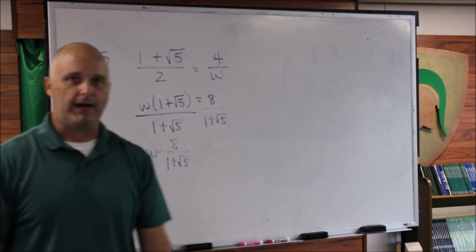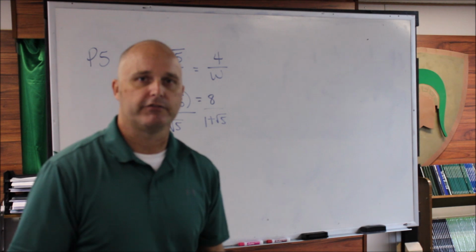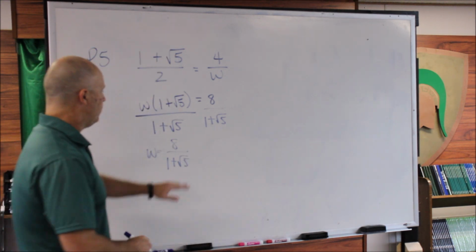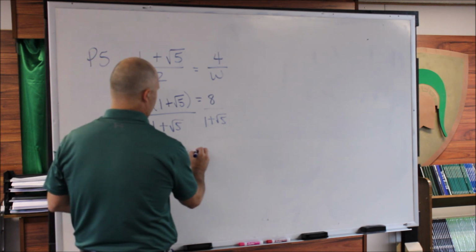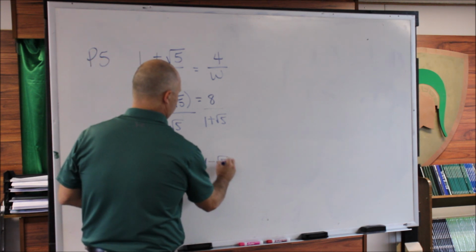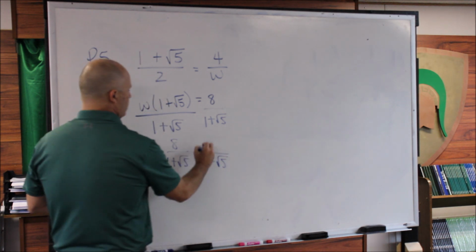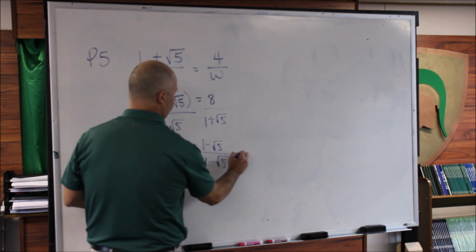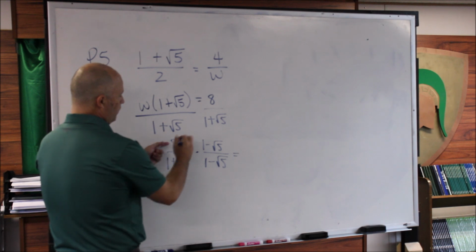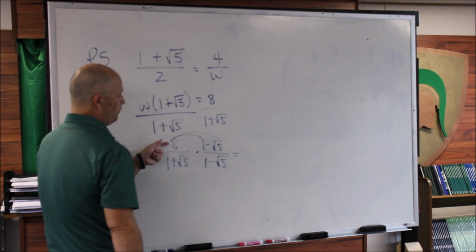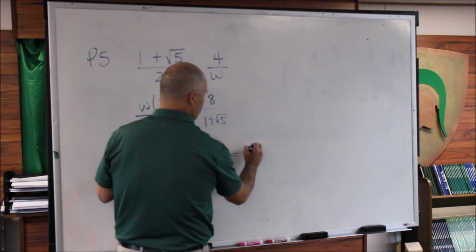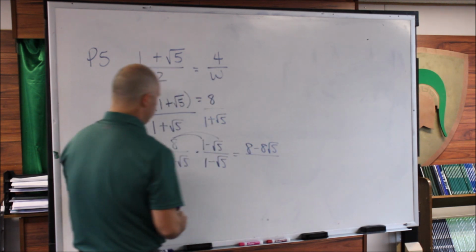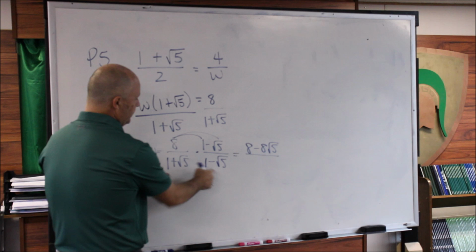But now we've got the square root of 5 sitting down there, and we can't have a square root of 5. We have to rationalize this denominator. So the conjugate for 1 plus square root of 5 is 1 minus the square root of 5. So we're going to multiply both the numerator and denominator by 1 minus square root of 5. So we're going to distribute that 8 to both the 1 and the negative square root of 5. So 8 minus 8 square root of 5 over, now we're FOILing conjugates.